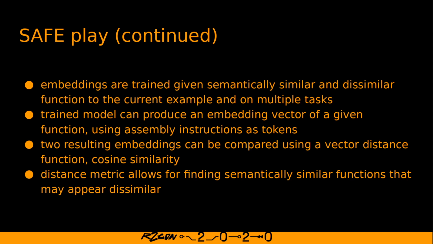The actual embeddings are trained given the semantically similar and dissimilar function next to each example, and then evaluated in multiple tasks that I'll list shortly. The model itself is trained in such a way so as to produce an embedding vector. And then for any two functions, you can use the resulting vectors to compute the distance between them, in this case using cosine similarity.